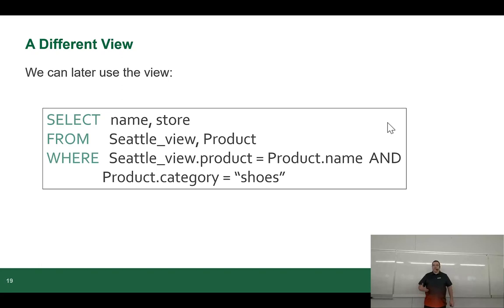So it basically gives you a nice way of hiding complex queries. And then in theory, we could use the view: select name, store from Seattle view, product, and do a join. So what's cool is the view looks like a table. You can use it in joins. It actually respects the underlying indexes, so it figures out performance connections like it should. But the whole structure is not there.